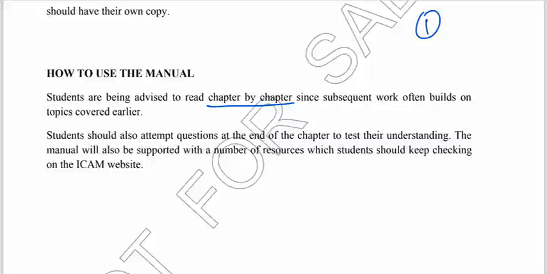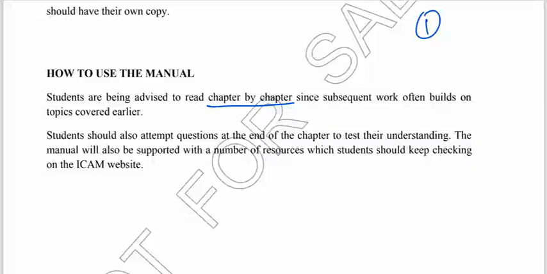Students are also advised to attempt questions at the end of the chapter. So most of the chapters in the manual will have end of chapter questions. So you're advised to actually attempt these questions, right? The manual will also be supported with a number of resources which students should keep checking on the ICAM website. So on top of this, in my course, I have arranged all the recent papers according to the topics so that after you go through the course, the chapter, you can go immediately and practice some of the exam style questions on the similar topic.